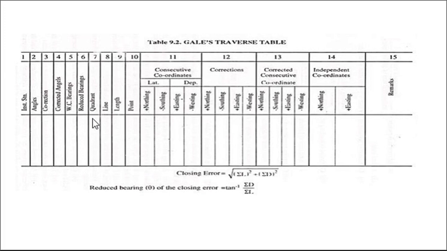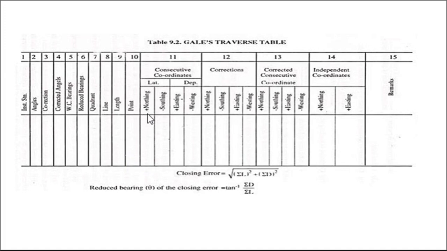And here we have to write the quadrant in which that line falls. Then again here we have to write the lines, say AB, then BC, CD, and so on. And then whatever the measured lengths of those lines are, we have to enter in this column. After that, we have to write the stations, or you can say points, say A, B, C, D, and so on. And then by using the formula, latitude is equal to L cos theta and departure is equal to L sin theta. L means length of that side.